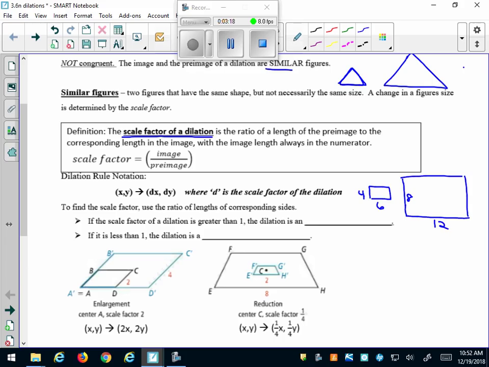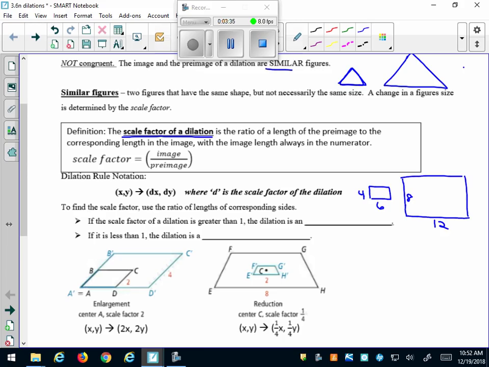Has anybody ever had their eyes dilated? Like at the eye doctor, they put the drops in and your pupils get really big, right? So dilation, that means it's changing the size of your pupils. It's a terrible experience, isn't it?